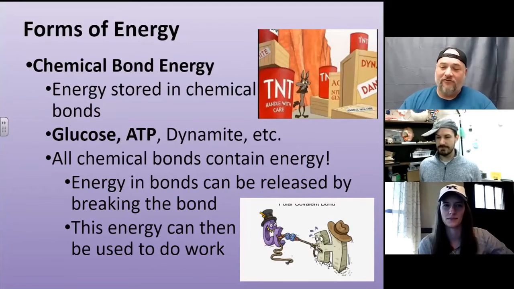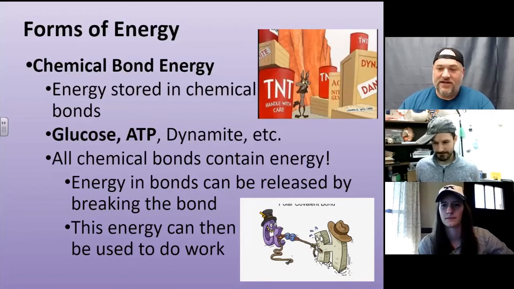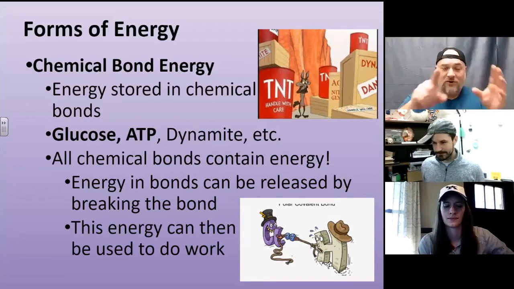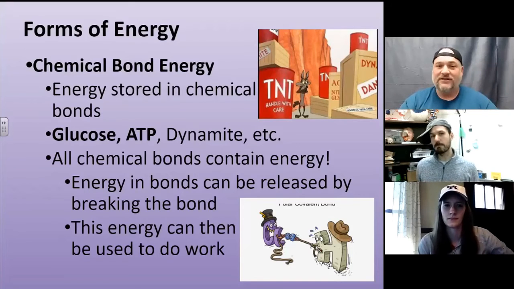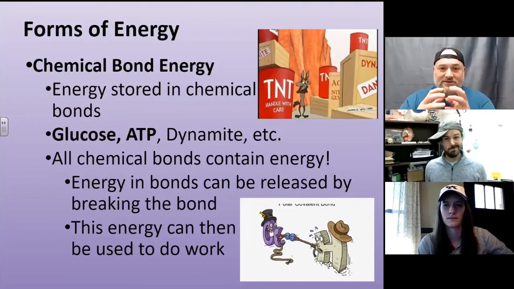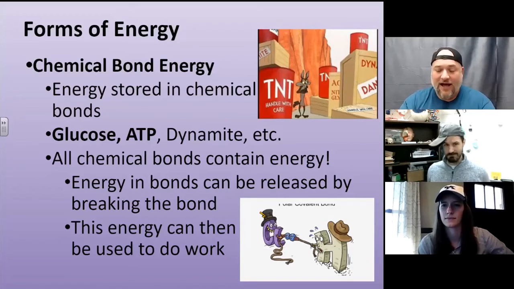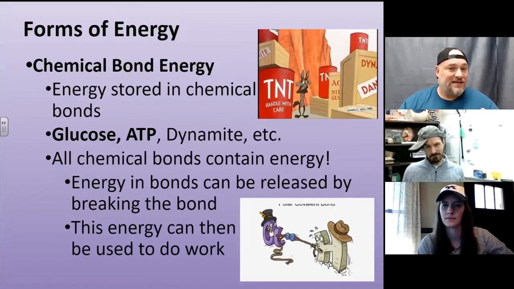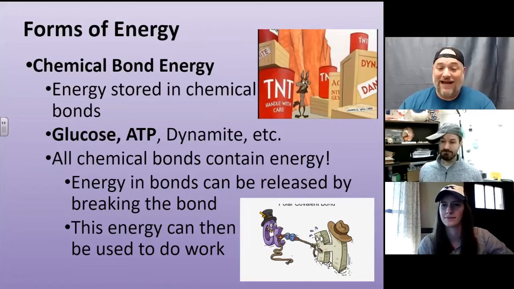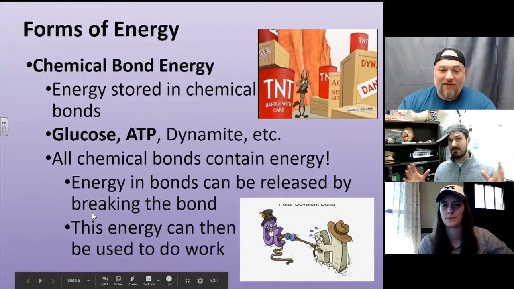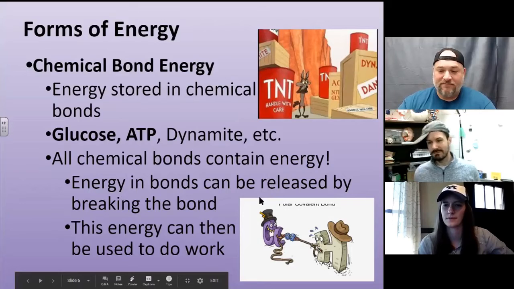Another form of potential energy is the energy stored in chemical bonds. We have it stored in glucose, like we learned about in the last unit. All those chemical bonds holding all that carbon and hydrogen and oxygen together are stored energy that we could potentially get out of it later. There is also a type of energy called ATP, which we'll talk about later in this unit. Dynamite, as we've got over here with Wile E. Coyote, also has chemical bonds that contain that energy.